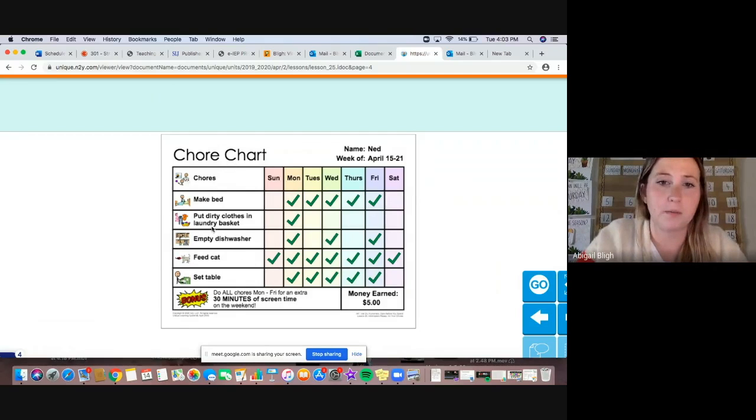So let's look at the next one. Put dirty clothes in a laundry basket. He doesn't do it on Sunday. He does it on Monday. There's a check mark here. And then the rest of the week, I don't see anything.